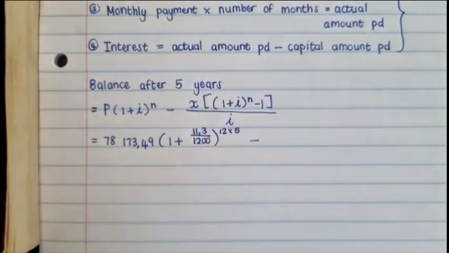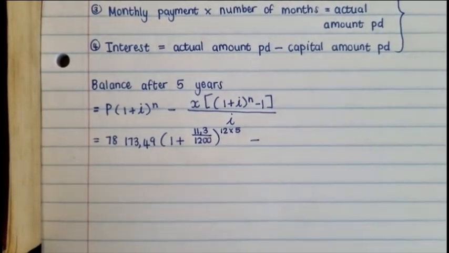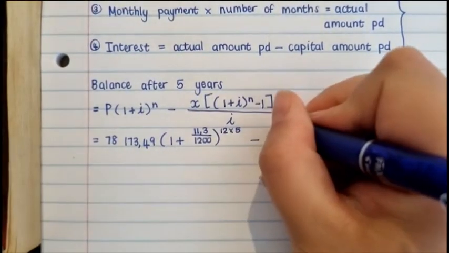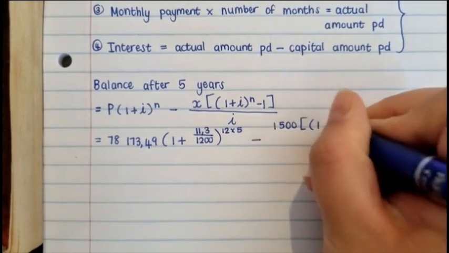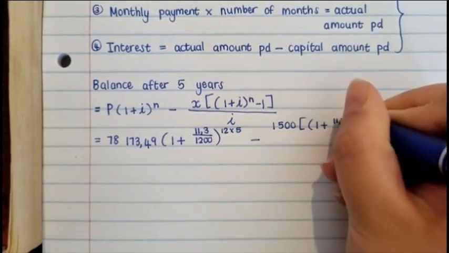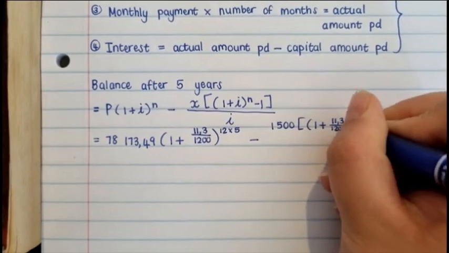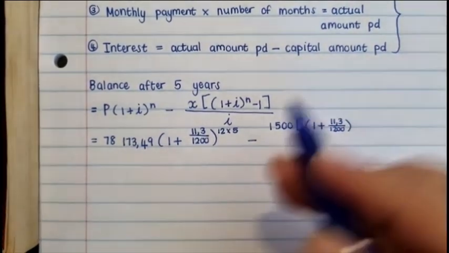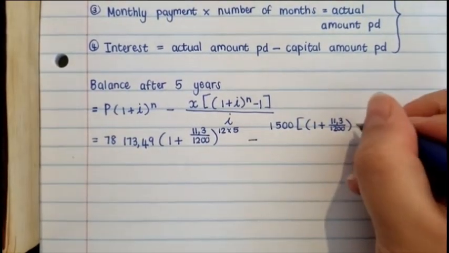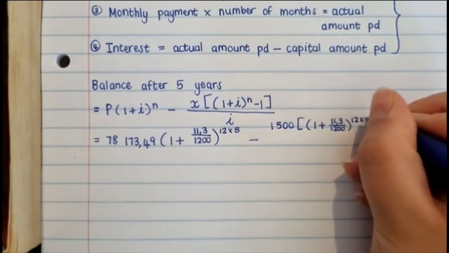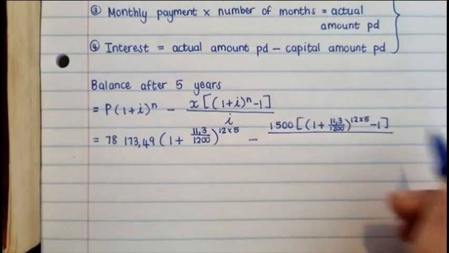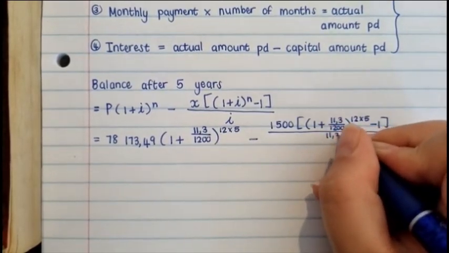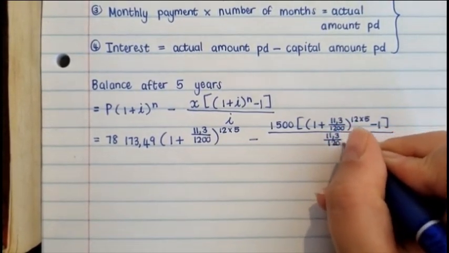Minus. Now we're going to use the future value formula, with the payments that we've made. So we're going to say 1,500, that was X. We're going to do 1 plus 11.3 over 1,200. Again, our N is after 5 years, 12 months a year times 5, then minus 1, and that is all over I, which is 11.3 over 1,200.